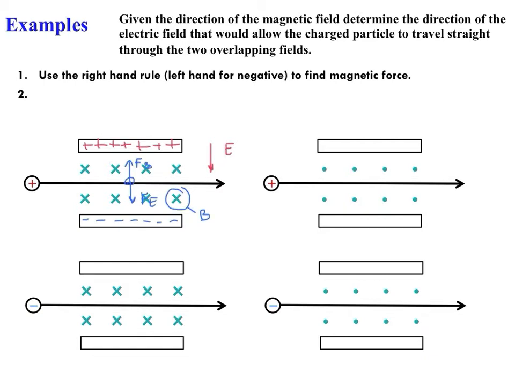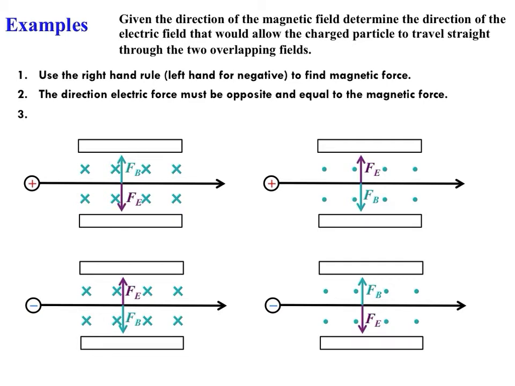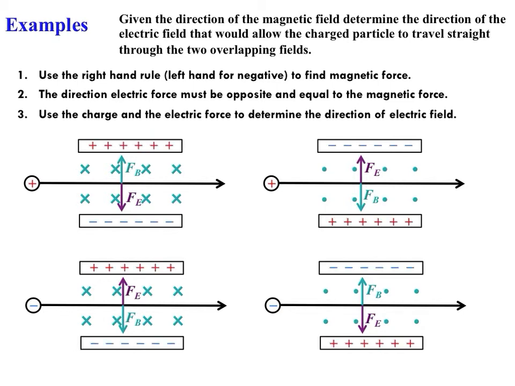So again, try doing the magnetic force for all three pictures first. Your magnetic forces should now look something like my pictures. The direction of your electric force is now equal and opposite. And then if those charges are attracted to those plates, well, then you can figure out the charges on those plates based on that. And then once you know the charges, you can tell the direction of the electric field.